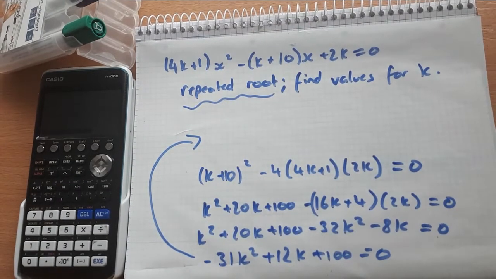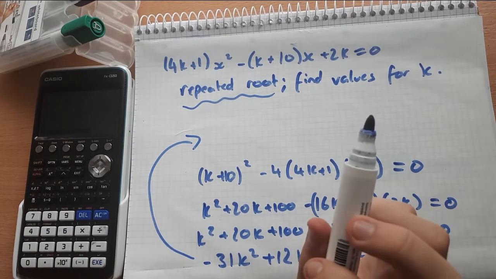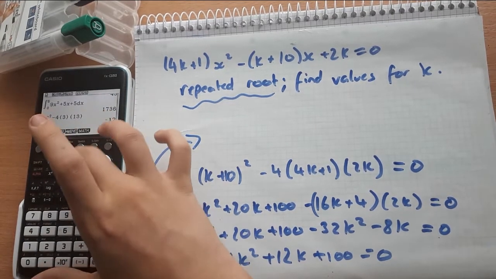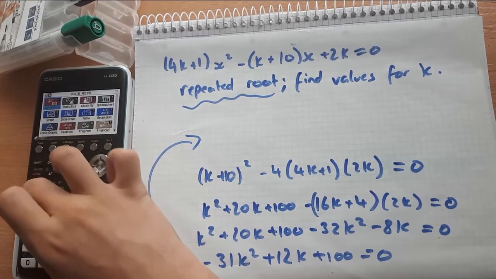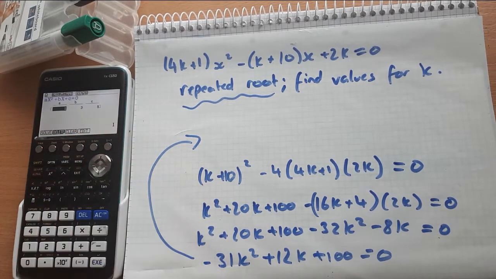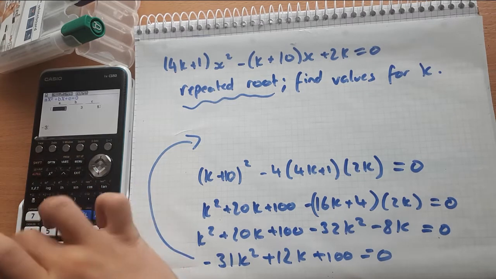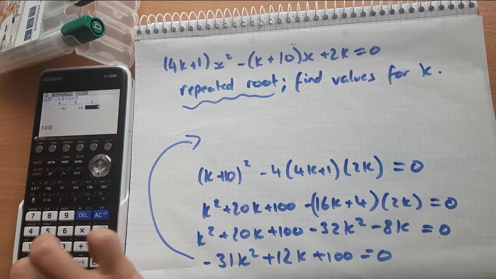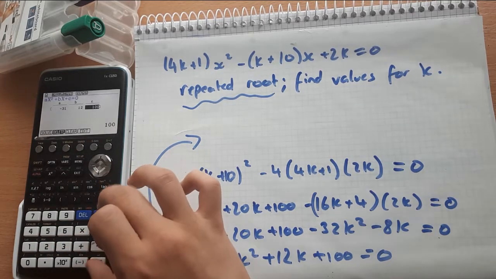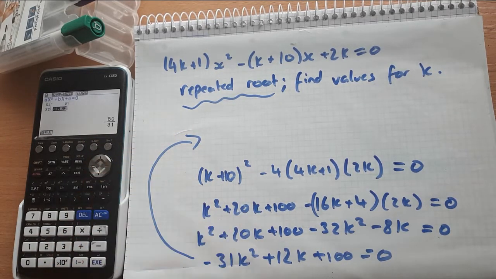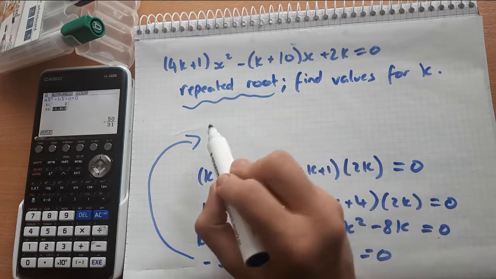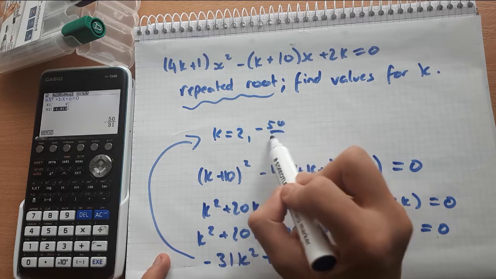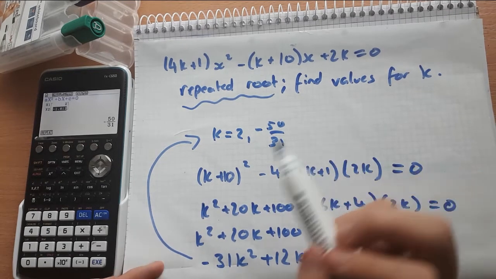Okay, so let's, you know what, we'll use the calculator. It's much easier, even though it takes about an hour to find it. Okay, we have minus 31, 12, and 100. And our answers are 2 and minus 50 over 31. And those are your values of k.